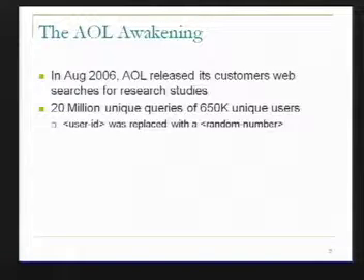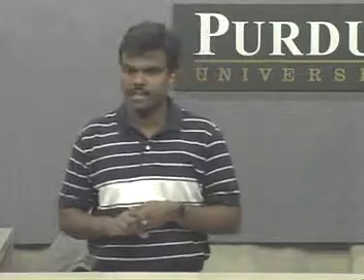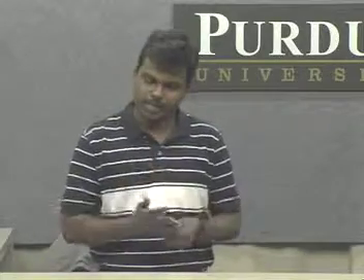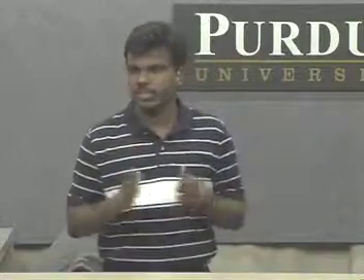Okay, in August 2006, AOL, American Online company, released the web searches of its customers for basically research studies. The query log that they made public had almost 20 million queries of 650K unique users. So the anonymization they did was to replace the user ID with a random number. Okay, that's what they did. And the query log contained a timestamp and actual user query, and also the URL they clicked after getting the results. It happened that the anonymization they did was not sufficient.